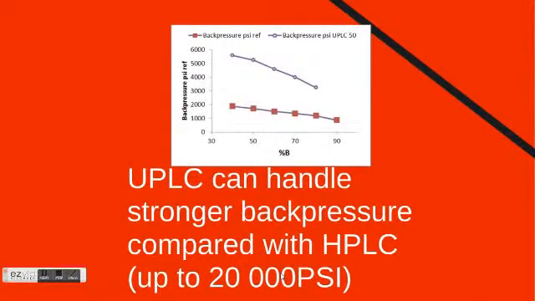This is because it can handle a stronger back pressure compared with HPLC, up to 20,000 psi, however we have to use different columns.